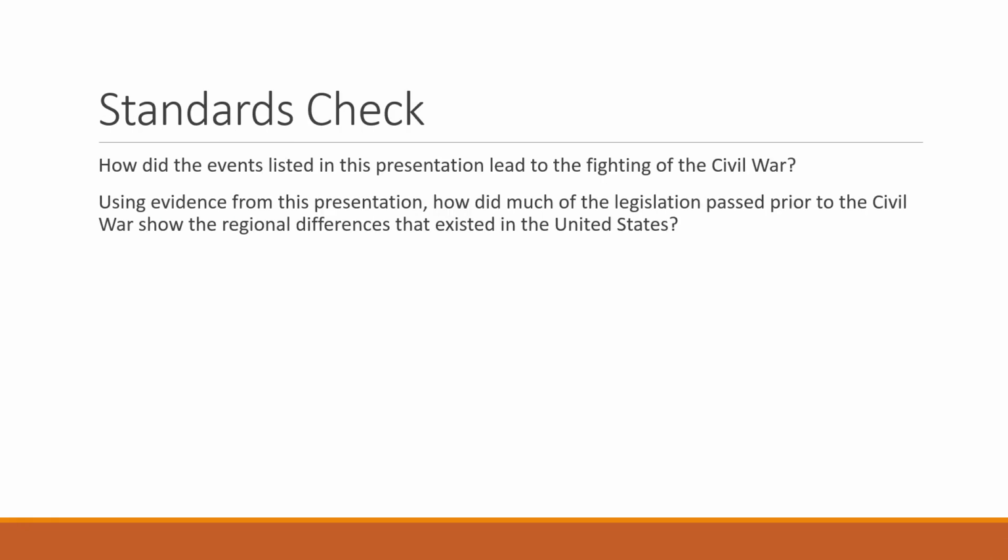So let's check our understanding at this point. Using the learning goals that you saw at the very beginning of the lesson, there are a few questions that you should be able to go back through and answer now that you've watched this presentation. 1. How did the events listed in this presentation lead to the fighting of the Civil War? And 2. Using evidence from this presentation, how did much of the legislation passed prior to the Civil War show the regional differences that existed in the United States?